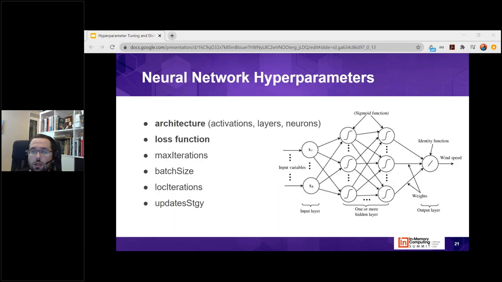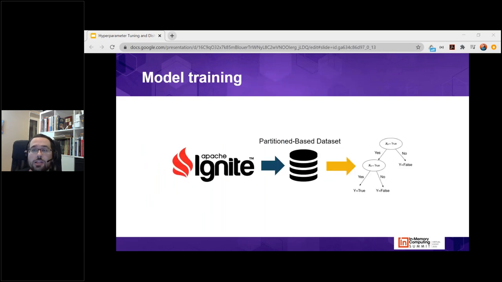We can go forward to training models. It's very similar to training models in scikit-learn. We use Ignite caches to extract the in-memory data to build partition-based datasets, which are much more effective for vector and matrix operations than Ignite in-memory caches and SQL tables, because we can operate on whole vectors together, which are located in memory together.